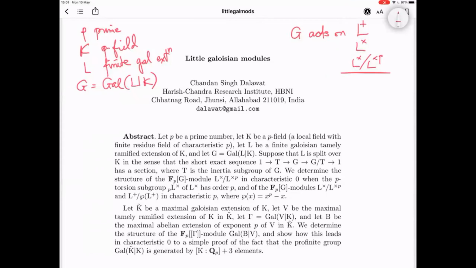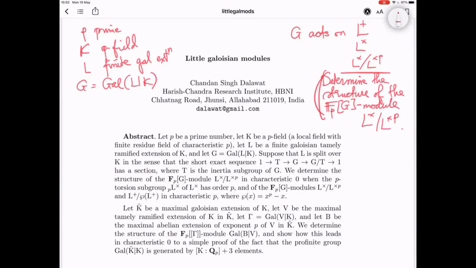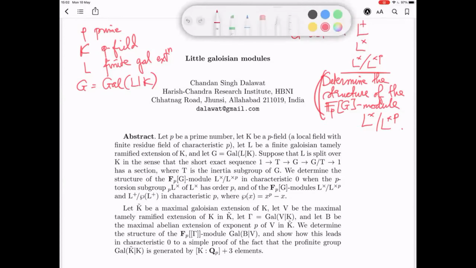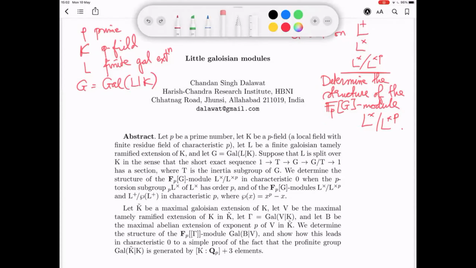Okay. What we would like to determine is the structure of the F_p G module L star modulo L star to the power p. That's the problem we are going to look at today. Now, let me go back and tell you why we are interested in this problem, right?